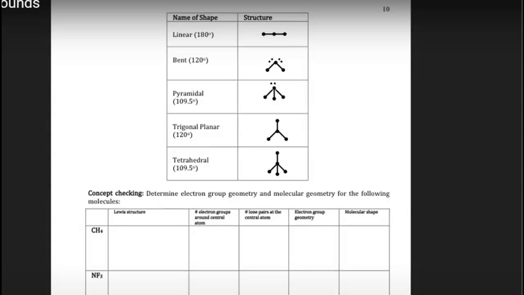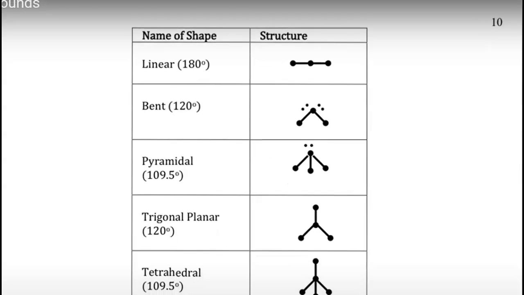So now you can see, for example, here we can look at different shapes and different names. If you have a central atom and there are only two electron groups around it, then this is going to be a linear shape. This is when the atom has the least repulsion between electron groups, and they're not going to be like this.